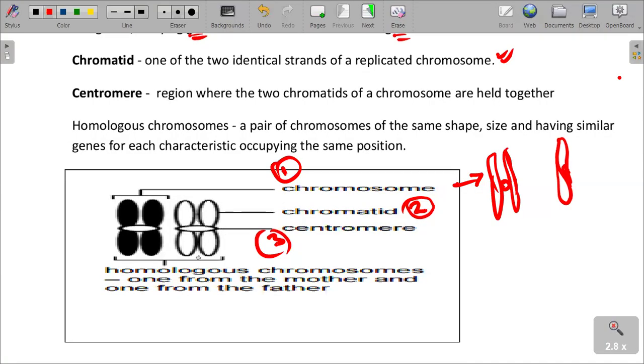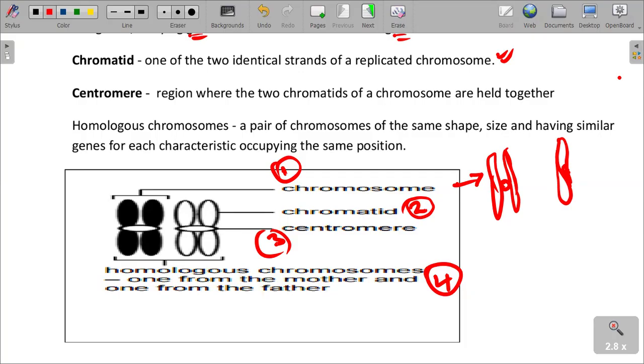So as you can see here, if these two chromosomes lie next to each other, we say this is called a homologous chromosome, one from the mother and one from the father. When they lie like that, we say these are called homologous chromosomes. That is number 4. So if you look at this, you should be able to understand and label these and also define and explain what each of them is.